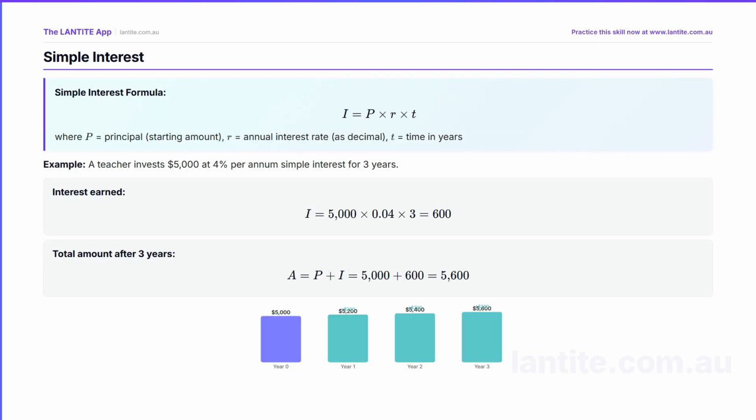Simple interest is calculated using the formula I equals P times R times T, where P is the principal or starting amount, R is the annual rate as a decimal, and T is the time in years. In this example, a teacher invests $5,000 at 4% per annum for 3 years. The interest is 5,000 times 0.04 times 3, which equals $600. The total amount is the principal plus the interest, $5,600. Notice in the diagram that with simple interest, the same amount of $200 is added each year. It grows in a straight line, not exponentially.